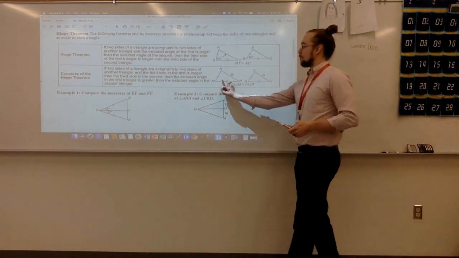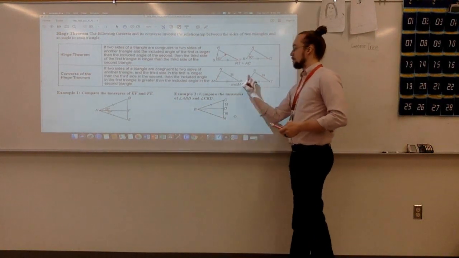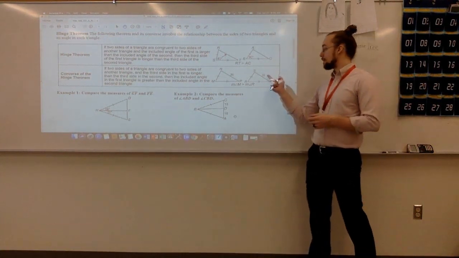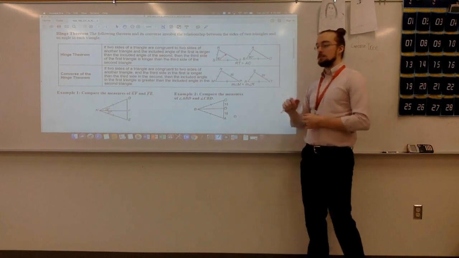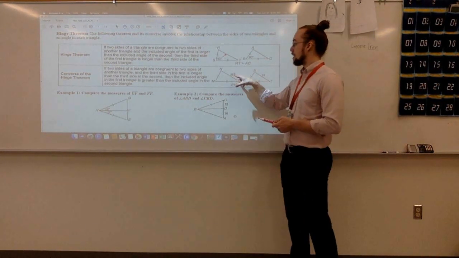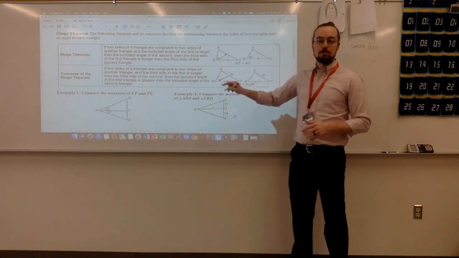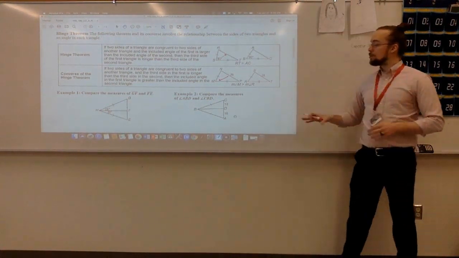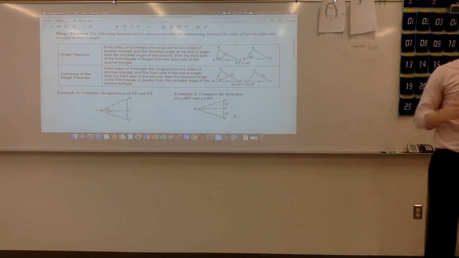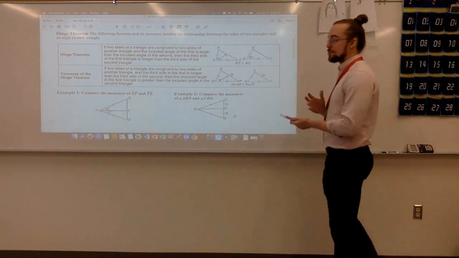The converse of the hinge theorem is very similar. It's still saying I've got two sides the same in these two triangles, but this time I'm given the third side. Well, if this third side is bigger, that means that this angle is bigger. So that's all we're doing here on the front of this, just comparing sides and angles.